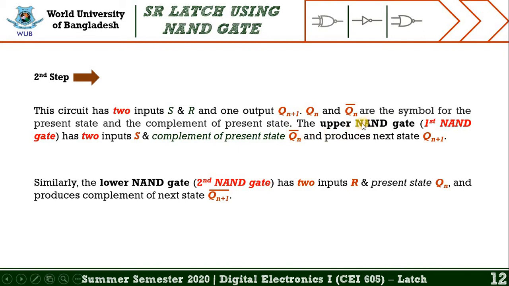Well, the upper NAND gate, which is the first NAND gate, has two inputs. One is S and the complement of the present state, which is QN bar, and it produces the next state QN plus 1. Remember these things. Similarly, the lower NAND gate, which means the second NAND gate, has two inputs as well: one is R and the present state, symbolized by QN, and it produces the complement of the next state, which means not QN plus 1.